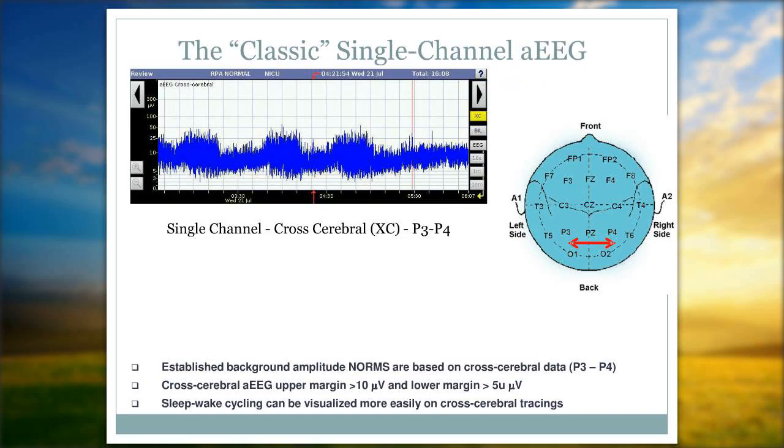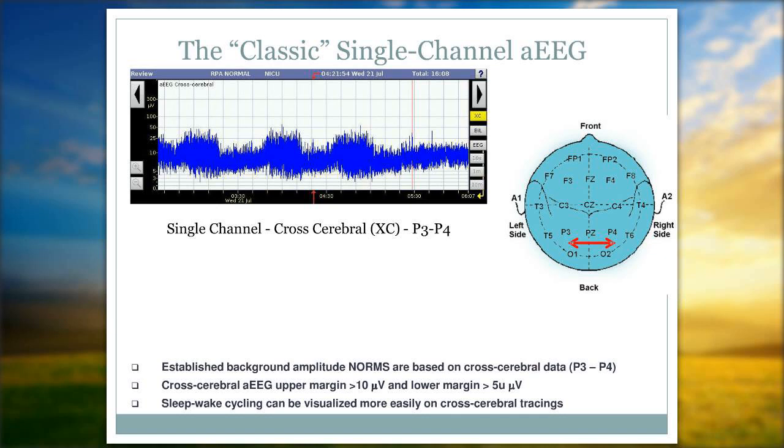And as I was saying earlier, in the beginning of the aEEG monitors, a single channel was the only kind of monitor that existed. And so we call this the classic or the single channel aEEG. You might also hear or see it called the cross-cerebral, or biparietal. That really comes from the locations where we are classically putting the electrodes. When we classically monitor, we put one electrode over P3 and one electrode over P4, and we get one channel, just like I showed you in the previous slides.